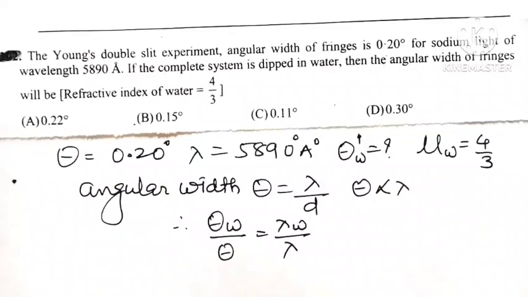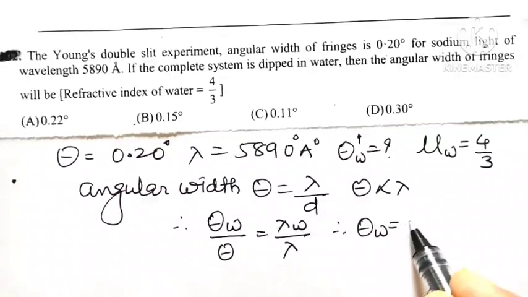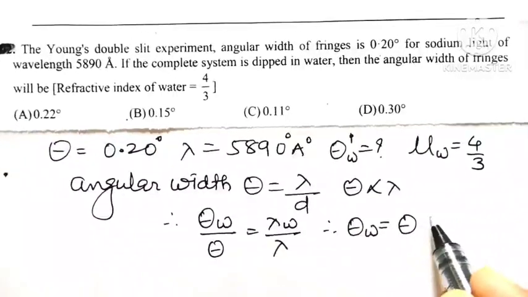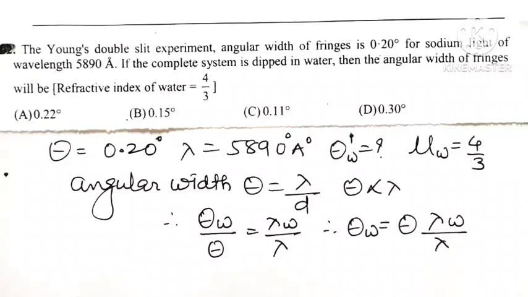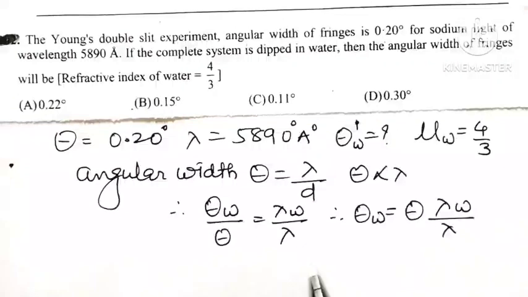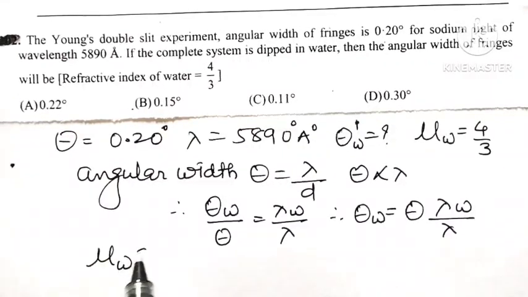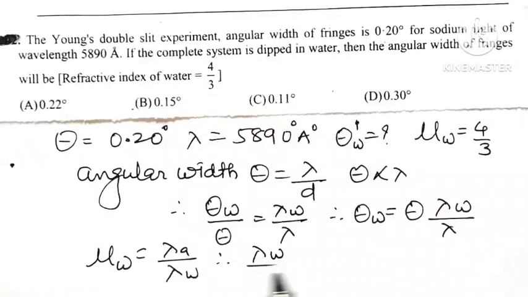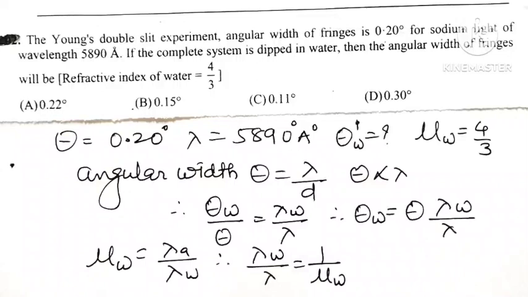So theta in water, that is the angular width in water, is equal to angular width in air into wavelength in water upon wavelength in air. But what is wavelength in water upon wavelength in air? See here, the refractive index of water is equal to wavelength in air upon wavelength in water. Therefore, wavelength in water upon wavelength in air is equal to 1 upon the refractive index of water.